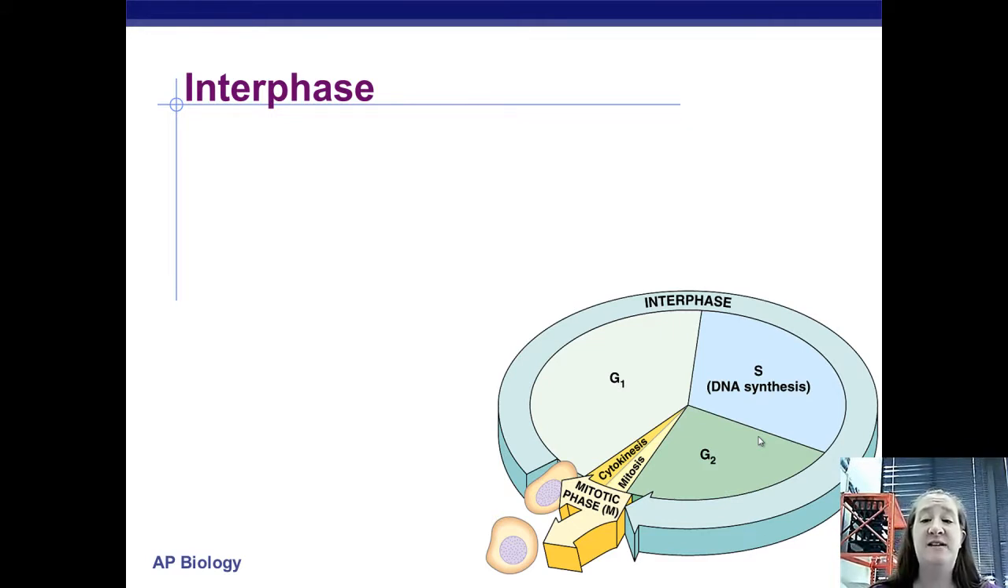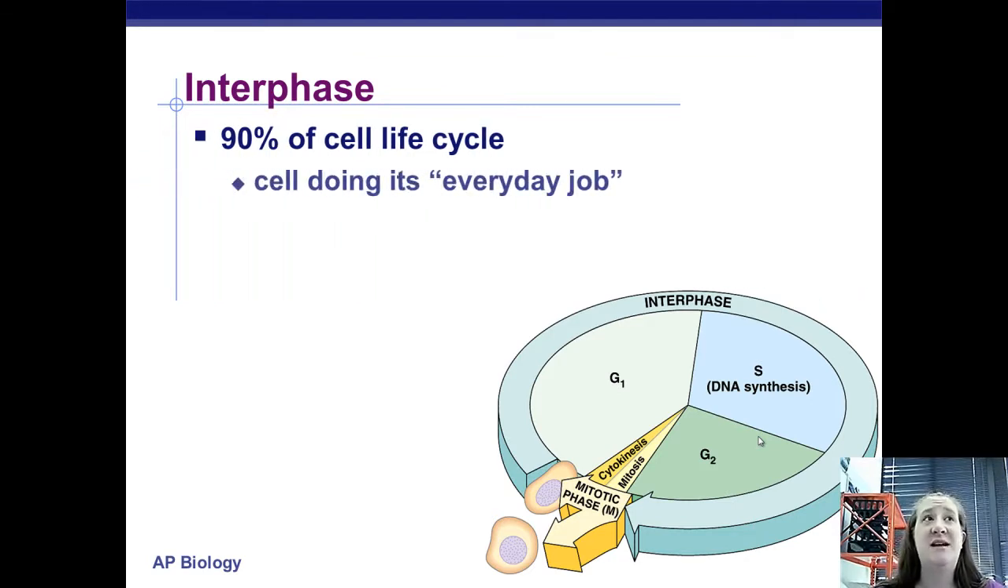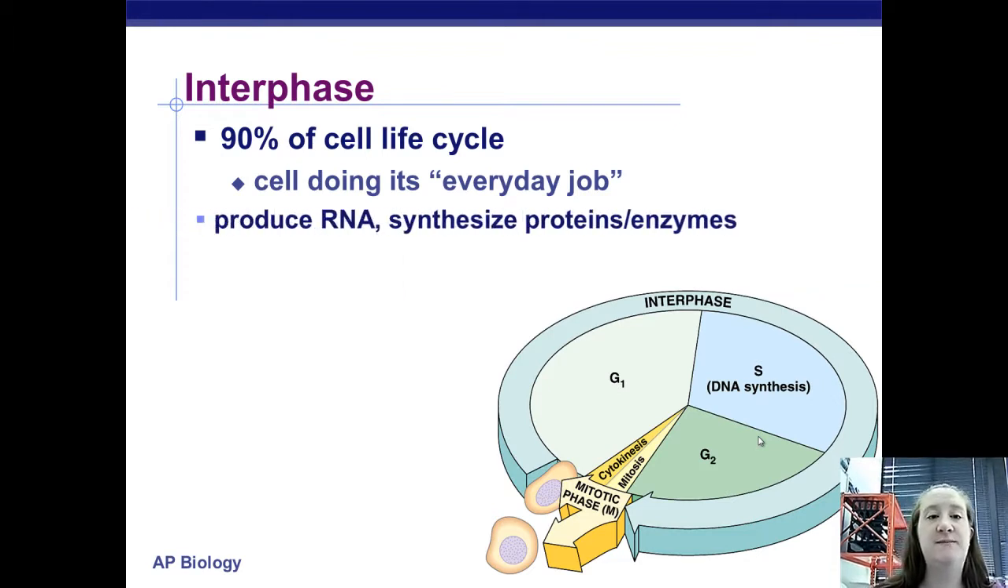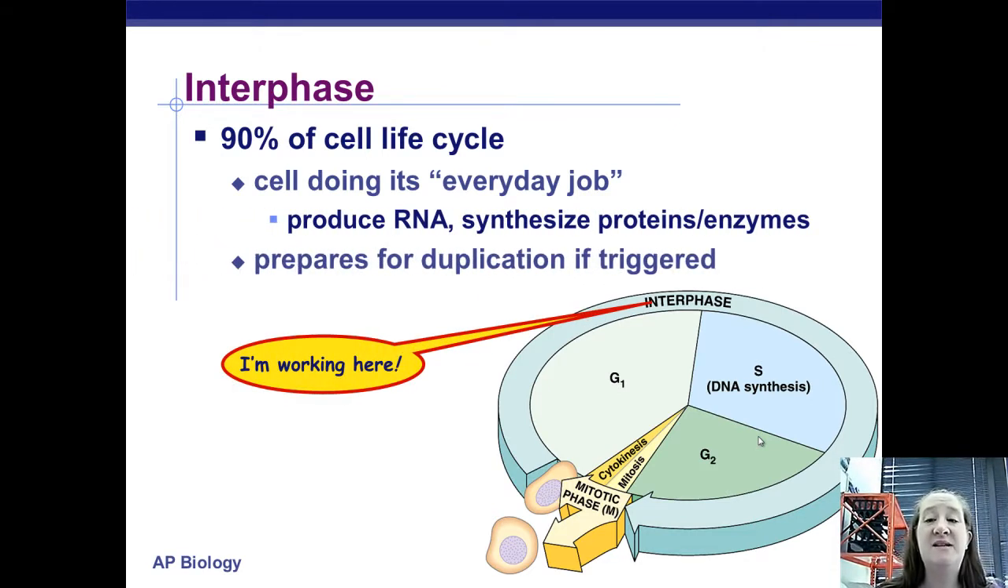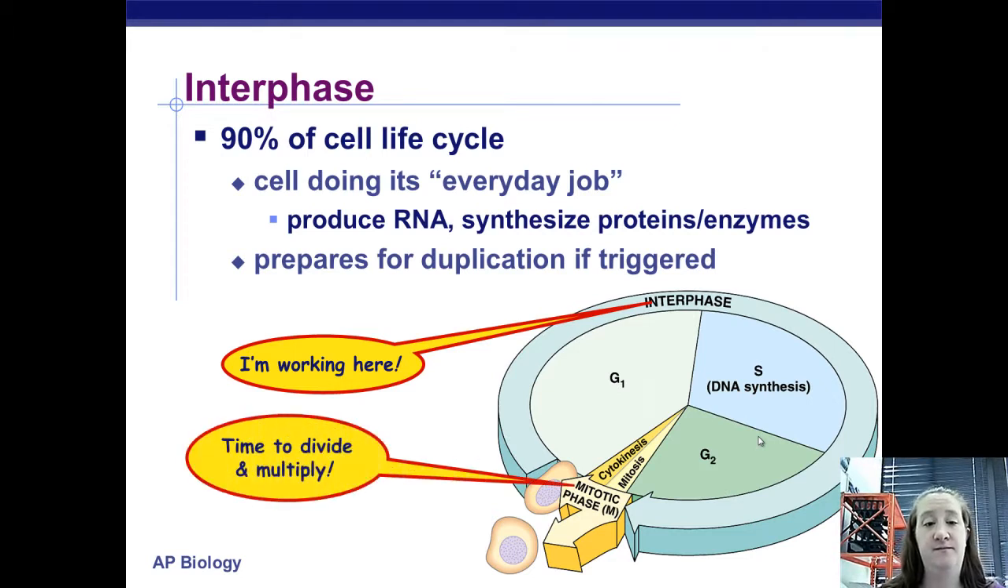So interphase is the first phase of the cell cycle, and it is the longest phase of the cell cycle. It takes up 90% of the cell's life. And this is when the cell is just being a cell. It's doing its everyday job. It's making proteins, it's making enzymes, it's making digestive enzymes if it's a stomach cell, just doing whatever it does. Okay? It's going to produce RNA. And when it's triggered for division, and we'll talk about what some of those triggers are, it's going to start getting ready to divide.